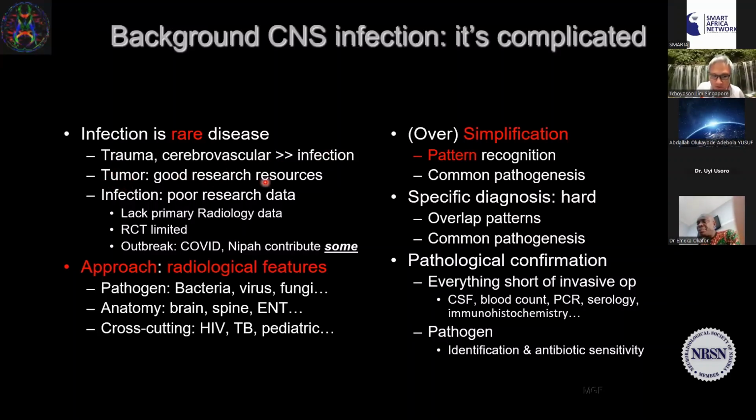However, tumor has very good research, and much resource and funding has gone into research in tumors. So now we know about the WHO molecular classification of glioblastomas. But comparatively, there's very poor research data on CNS infections. It lacks high quality radiology literature and facts about sensitivity, specificity, and accuracy of some of the features that I am going to describe. So that's one of the inherent drawbacks, unfortunately.